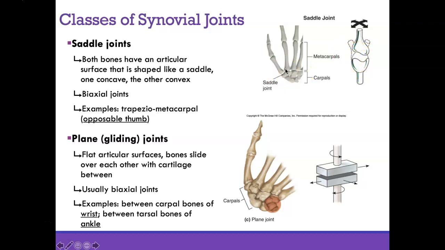Now everyone try to oppose your thumb. That's a good example of a saddle joint. That's your trapeziometacarpal. This is your saddle joint example of your opposable thumb.